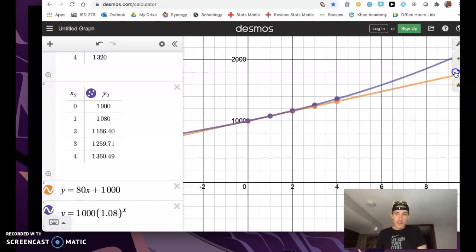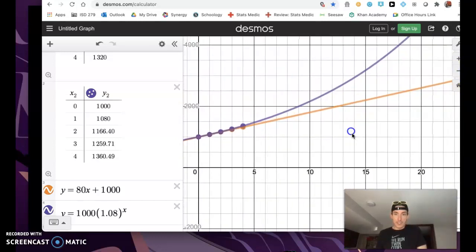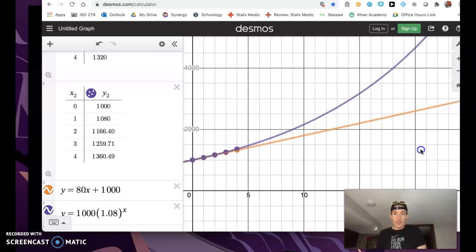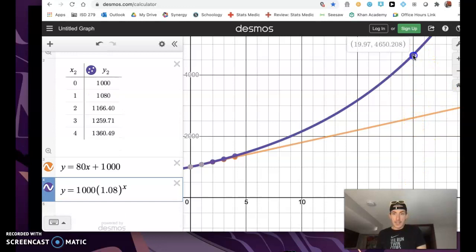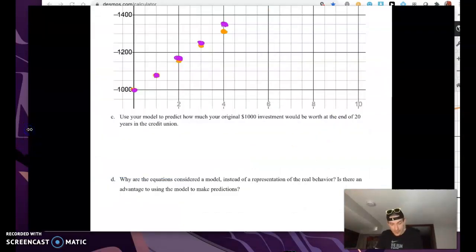I'm going to make sure we can get out to 20 years. I just want to see 20 on my graph, and I want to see that purple line where there's 20. What I can do is just click using Desmos, and I can get that x value as close to 20 as I can. Here I was able to nail it. And that tells me $4,660.96. That is going to be a perfect prediction.